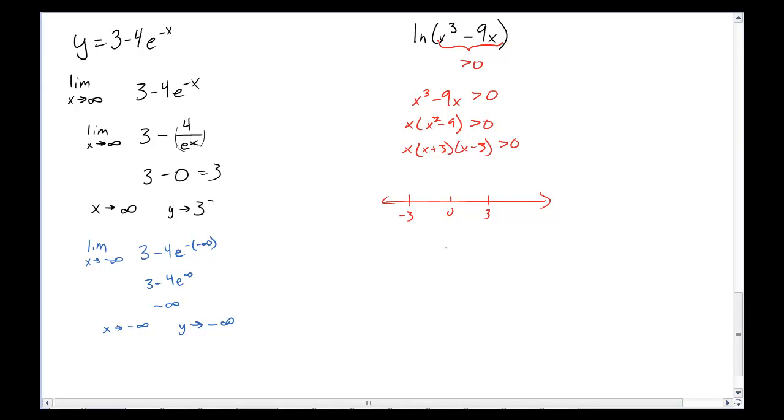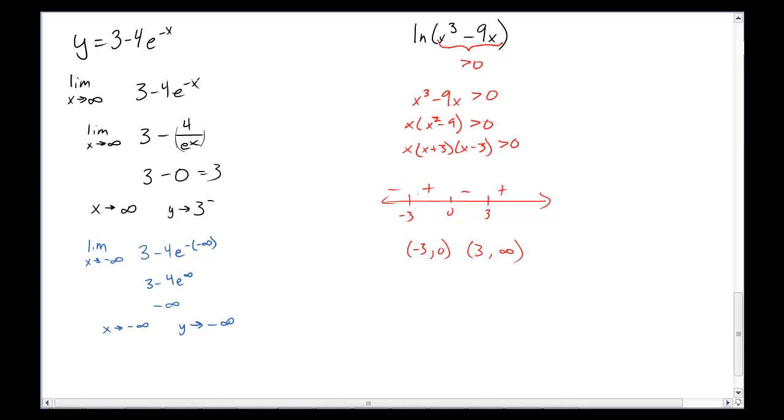And so anywhere where it's positive, I'm going to have real values. Anywhere it's negative, I'm not. So let's put in a number. Let's say 1. 1 cubed minus 9 times 1 will give me a negative number. So if I put in 1, I get negative. It should alternate. Now what does that mean? Well, that means that the domain goes from negative 3 to 0, not including, and then it again goes from 3 to infinity. Alright, now because of those domains, it's going to have some kind of asymptotes on the end, because it can't just stop.